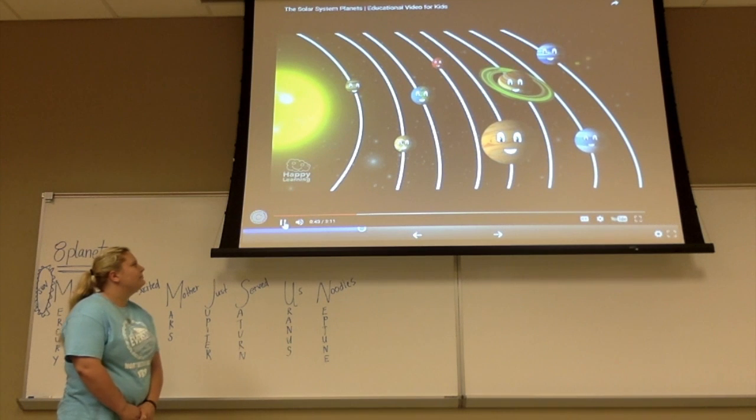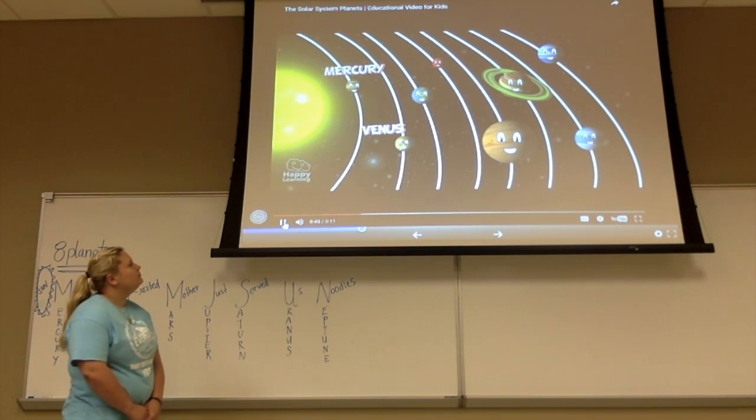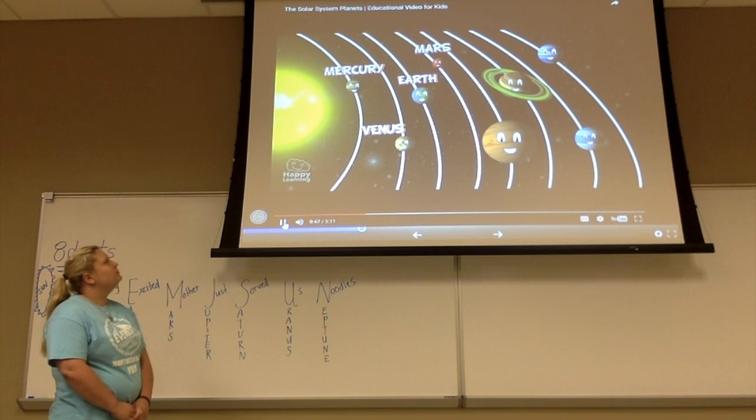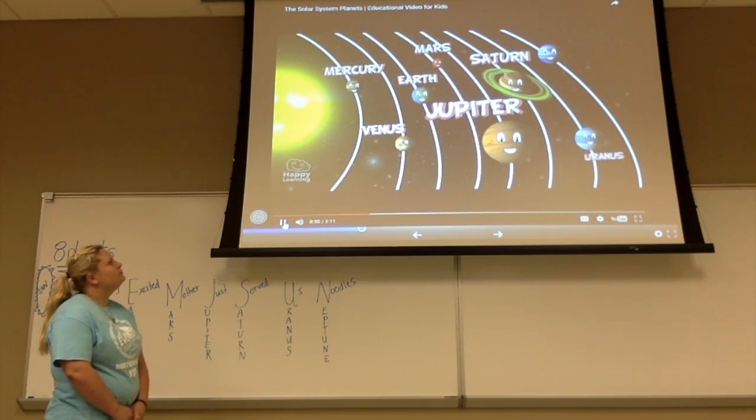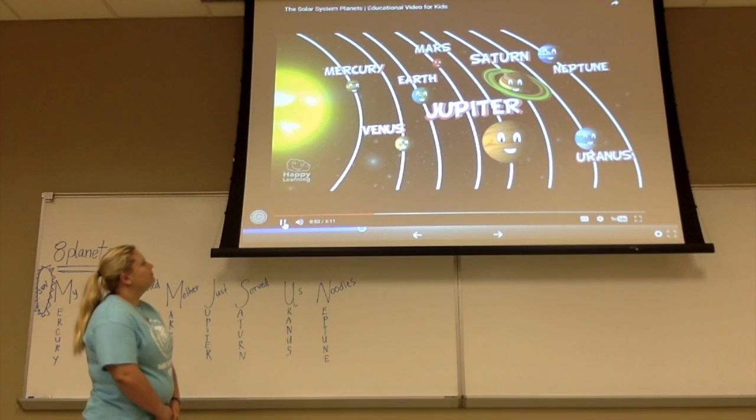The most interesting things that we should know about the solar system are the planets. Let's look at them. Starting with the ones closest to the sun and then getting further away.